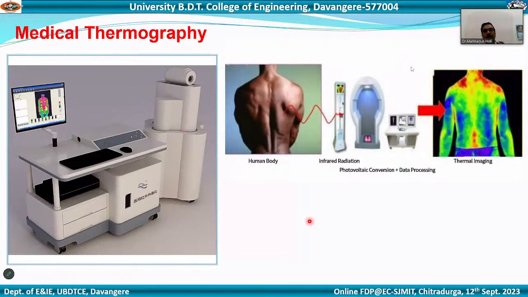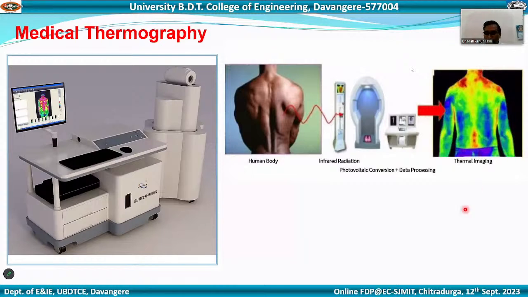Next, medical thermography, which treats the human body as a hot object. Our body temperature under ideal conditions is 37.2 degrees Celsius. Any hot object emits radiation, and the human body emits IR radiation. If you capture this IR radiation using thermal detectors and process it, you can generate an image. That itself is called thermal imaging.